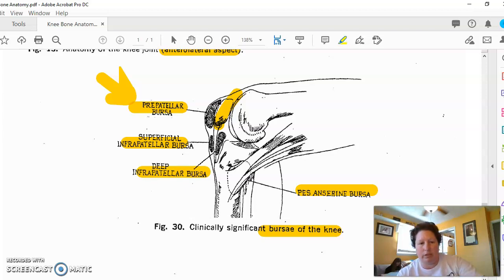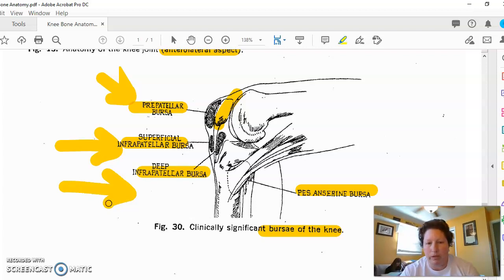Then you have the superficial and the deep infrapatellar bursa. Those sandwich the patella tendon. Think of all the jumping, running, and just moving the knee that we do on a daily basis. If we did not have these fluid-filled sacs on either side of the patella tendon, we would have a lot of friction. These bursa help decrease the friction of the patella tendon.